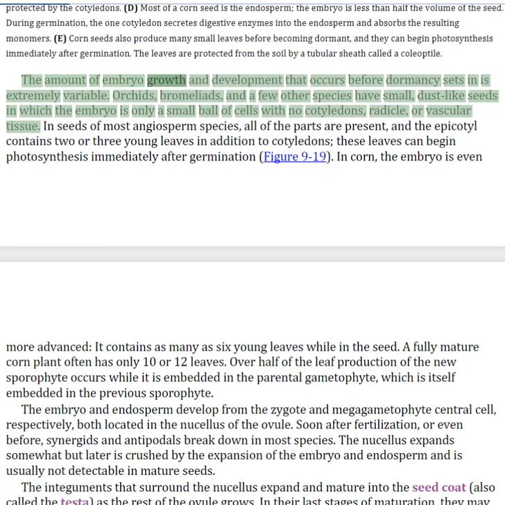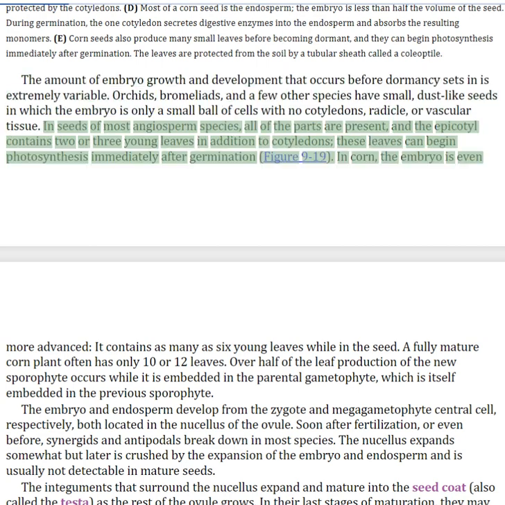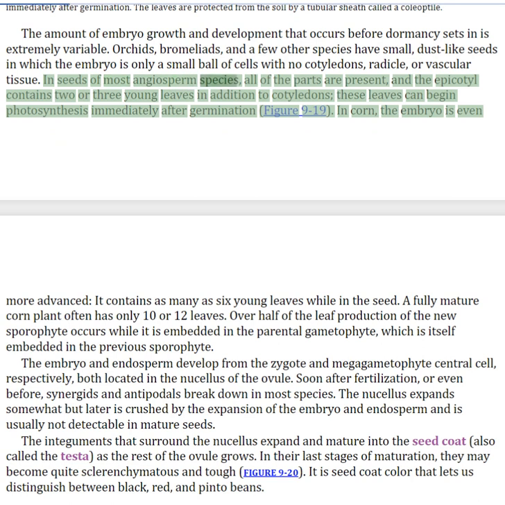The amount of embryo growth and development that occurs before dormancy sets in is extremely variable. Orchids, bromeliads, and a few other species have small, dust-like seeds in which the embryo is only a small ball of cells with no cotyledons, radicle, or vascular tissue. In seeds of most angiosperm species, all of the parts are present, and the epicotyl contains 2 or 3 young leaves in addition to cotyledons. These leaves can begin photosynthesis immediately after germination.